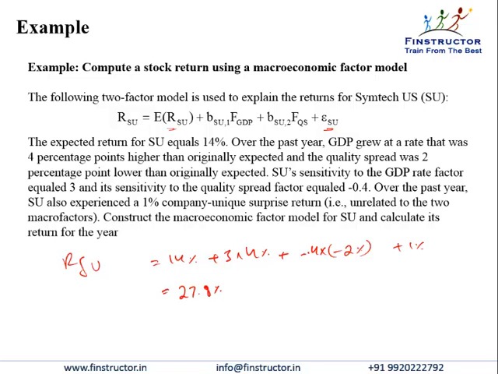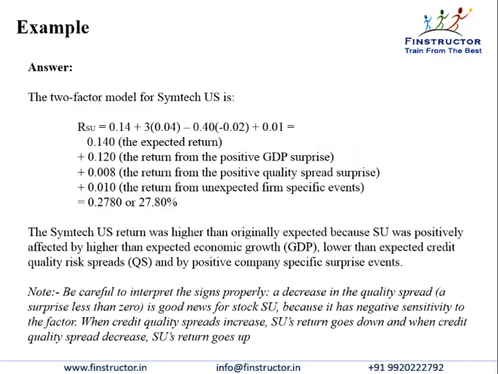So please understand, in the macroeconomic factor model, generally our factors would be macroeconomic variables. Return on the market could also have been one of the variables. However, the factor itself is the surprise, if any, on that variable, and the sensitivities are the sensitivities to that surprise. In this case, it comes out to be 27.8%.